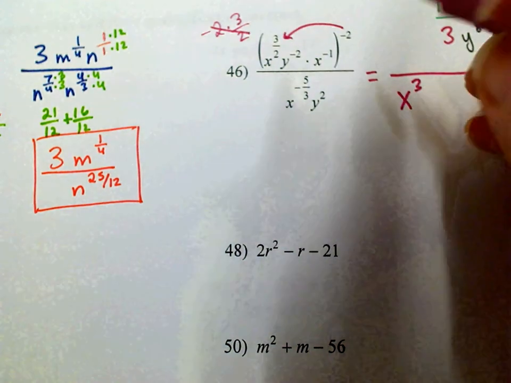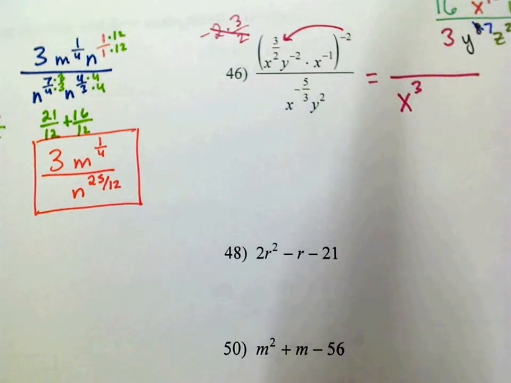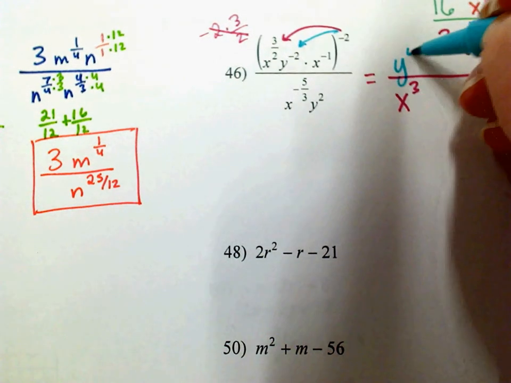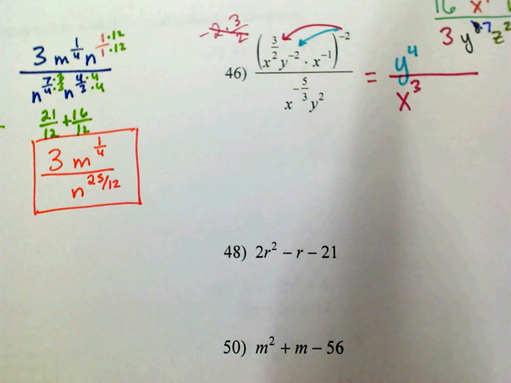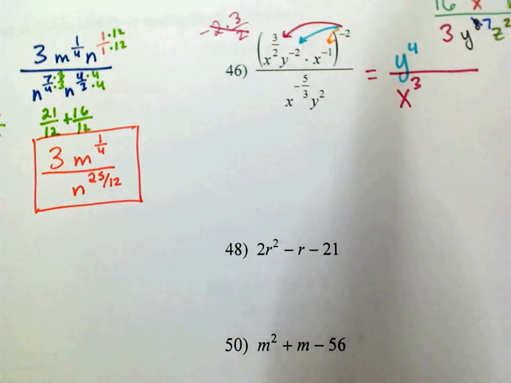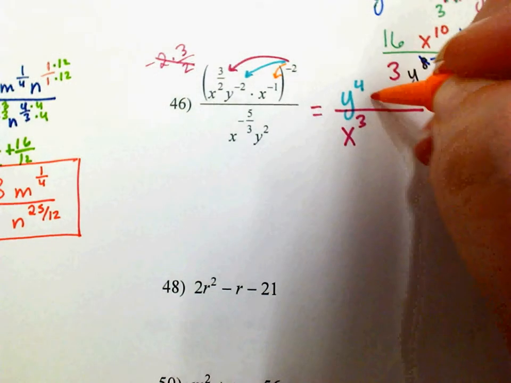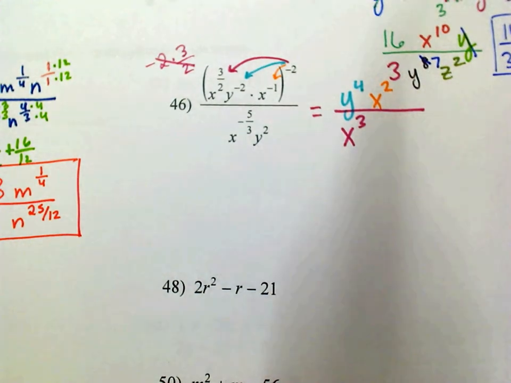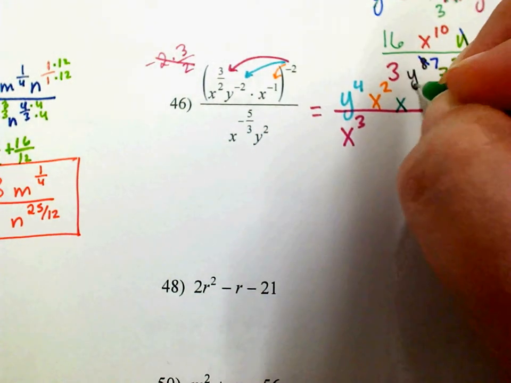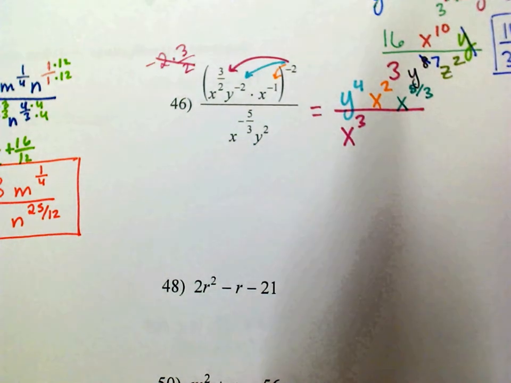What about y to the negative second to the negative second? What does that become? And that stays in the top because now it has a positive power. Now I've got x to the negative 1 to the negative second. That's x to the positive 2, so that stays in the numerator, x squared. What about the x in the denominator? That moves to the numerator? Too bad I didn't leave myself enough space. So x to the positive 5/3, and then y squared stays in the denominator.